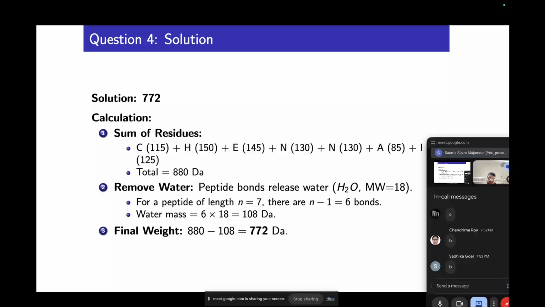that have been released. Each water molecule will have 18 Dalton mass, so this will be 108 Dalton. If you subtract it from this, it's 772. The trick to keep in mind is the water molecules that are getting released.